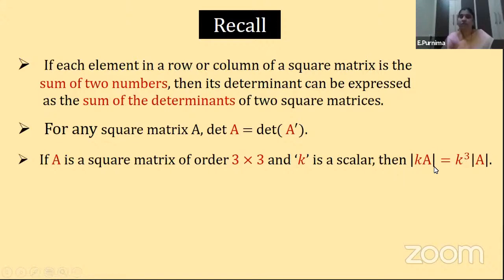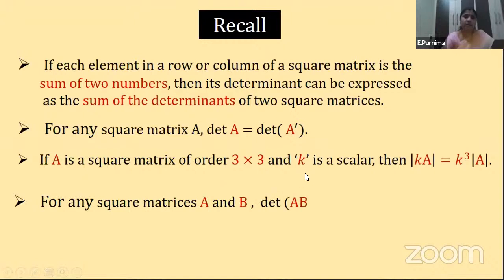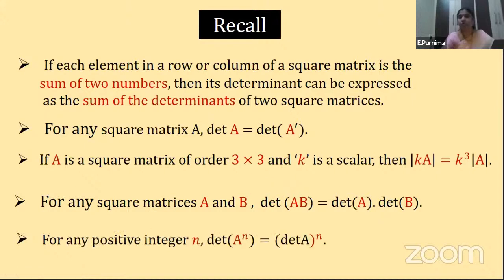Is it clear? So if you are sending it inside also, see children, here we are taking k out of the determinant as a multiple, writing it outside. If you want to send it inside also, it is the same. Is it clear? With any row or with any column, we can multiply. Now the next one is for any square matrices A, B, determinant of AB is equal to determinant of A into determinant of B. And the next one is for any positive integer n, determinant of A to the power n is equal to determinant A whole to the power n. So these are the properties that I have seen, children.